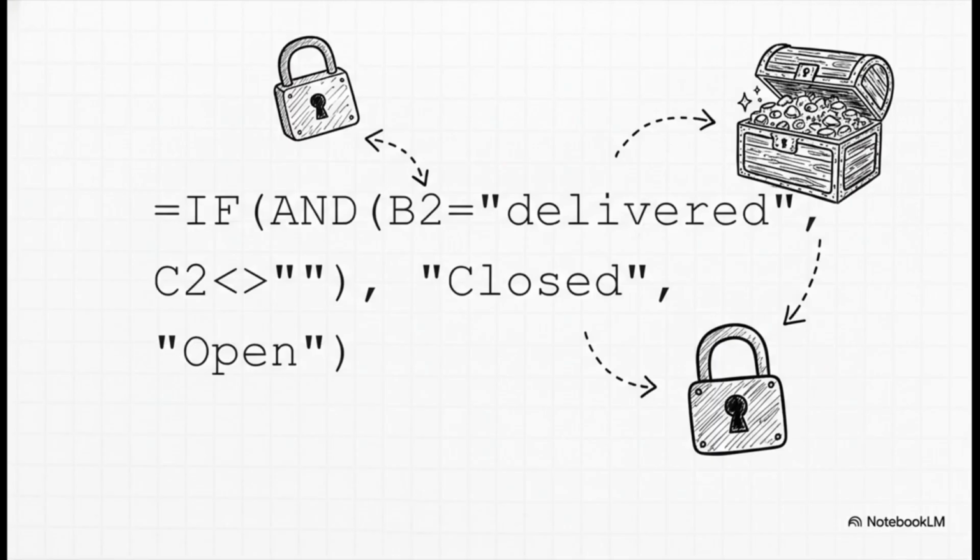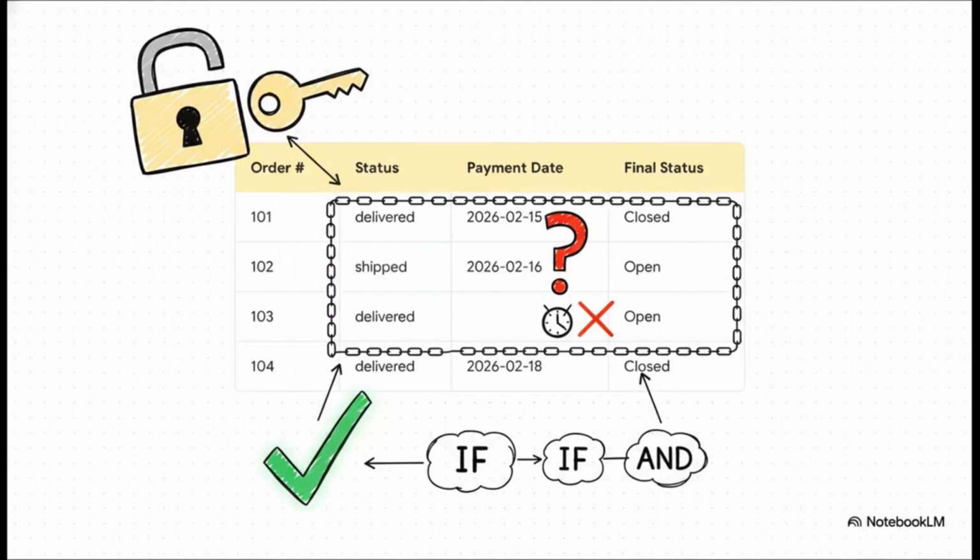If not, just write open. And boom, check out the result. Just look at order 103. See? Even though it was delivered, the payment date is missing, so our formula correctly keeps it marked as open. The lockbox didn't open because we only had one of the 2 keys.